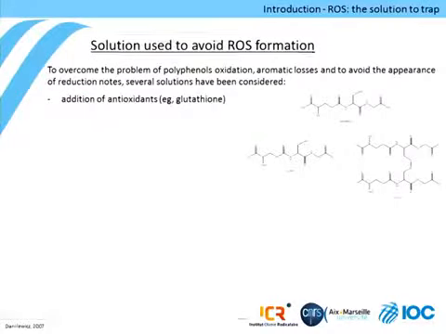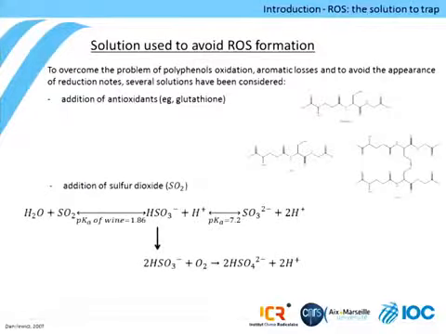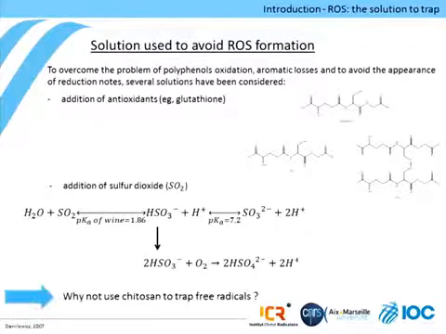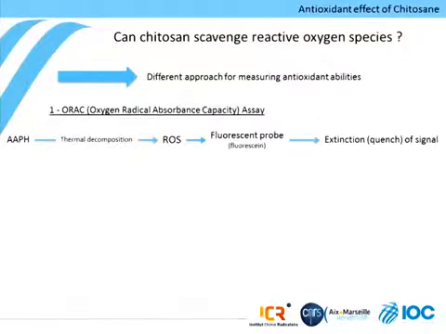In order to counter this problem, a number of additives are used. Addition of antioxidants is one solution, glutathione specifically, and also SO2, which certainly has an indirect effect. Hence the question, why not use chitosan to trap free radicals? Is it possible to use chitosan to have an antioxidant activity and reaction, be it direct or indirect? And the question then is, can chitosan scavenge reactive oxygen species? Is there a direct action with reactive oxygen species?